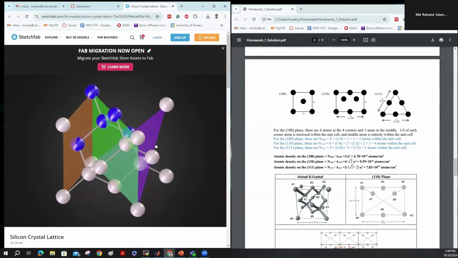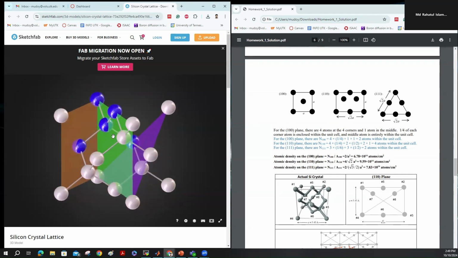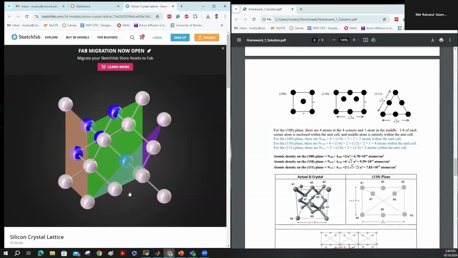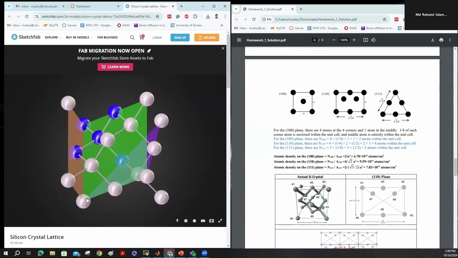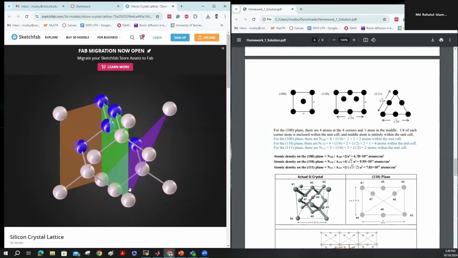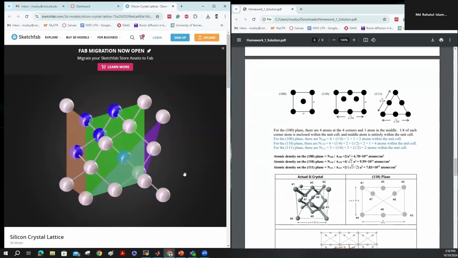And let's move below. As you can see, there are two atoms in this middle plane, not middle actually, it's slightly above the middle. So these two atoms are these two atoms in this picture. Now let's move to the lower layer. As you can see, there are three atoms, one in the corner, the other also in the corner, and one in the middle. So that's what has been drawn right here. And this is for the 110 plane.